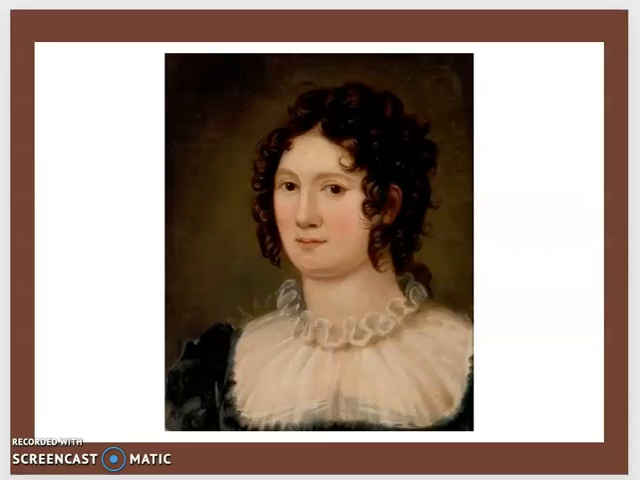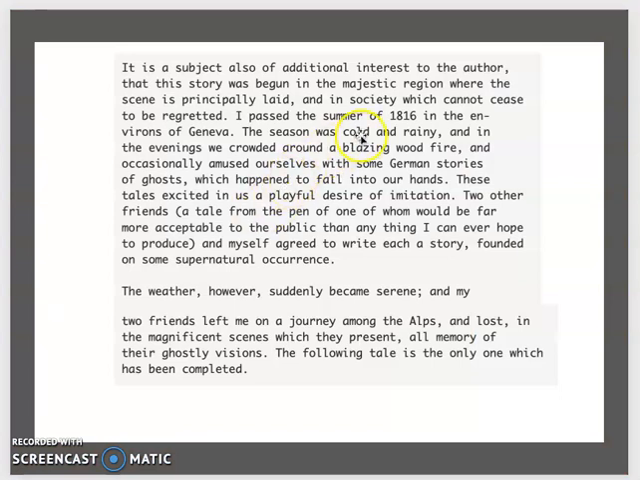I haven't shown you a painting of Claire Claremont. She and Lord Byron would have an affair, and they would have a child who would not live all that long. So anyhow, that is what he's talking about. And in the society which cannot cease to be regretted, it's those folks. I passed the summer. The season was cold and rainy, and in the evenings we crowded around a blazing wood fire and occasionally amused ourselves with some German stories of ghosts, which happened to fall in our hands.